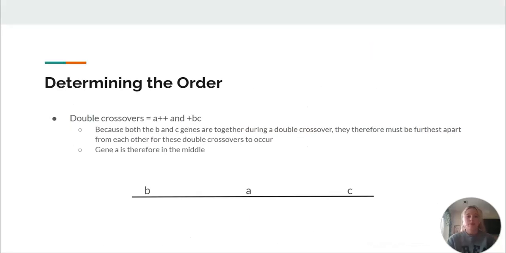This helps us determine that both B and C genes, because they are together during a double crossover that occurs on either side of the chromosome, they must be the furthest apart from each other for these double crossovers to occur and affect them both. This means that gene A is therefore in the middle, and we have our order determined, which will either be CAB or BAC. In this example, we will be using BAC. The important thing is just that that A gene is in the middle.